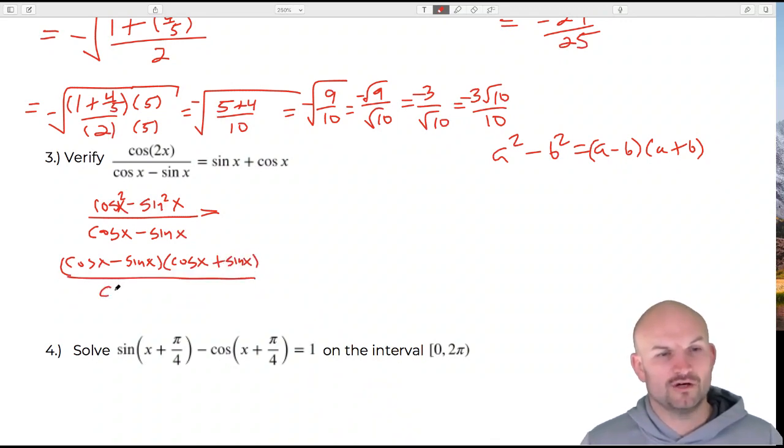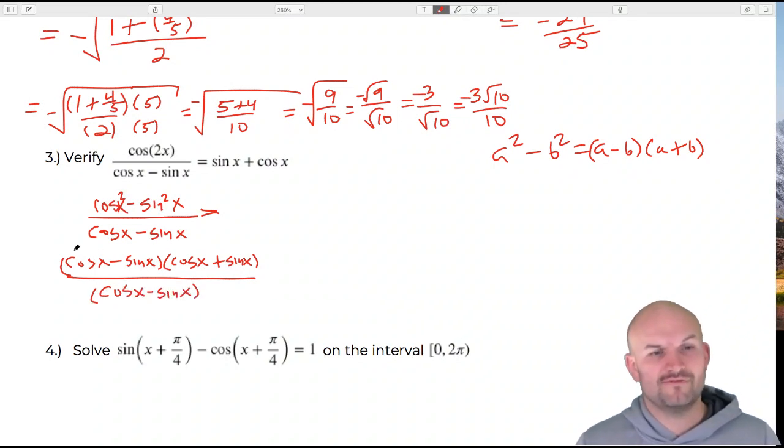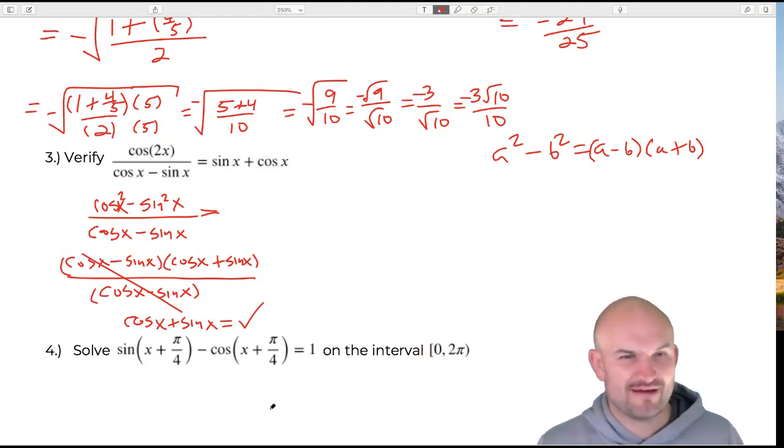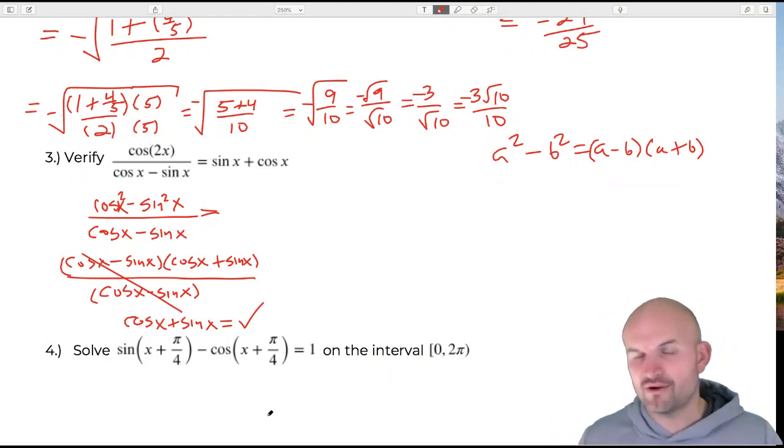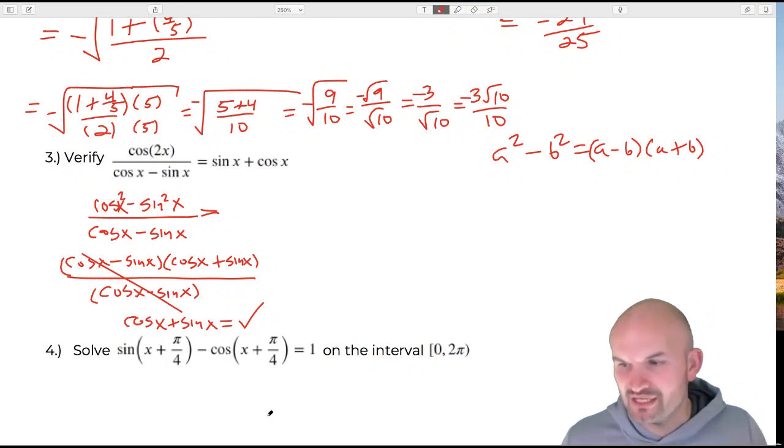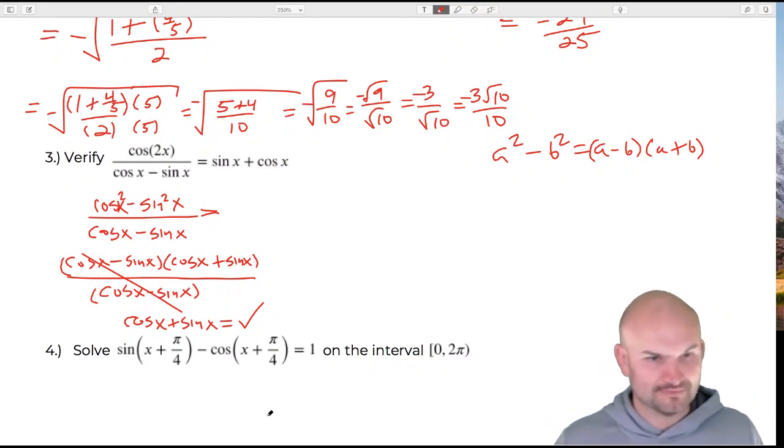And that's going to be all over cosine of x minus sine of x. And therefore, you can see those quantities divide out, leaving us with a cosine of x plus a sine of x. And therefore, you can see that's exactly what we have on the other side. Obviously, I just flipped it around, but that's okay because it's addition, so you can work in any kind of order.